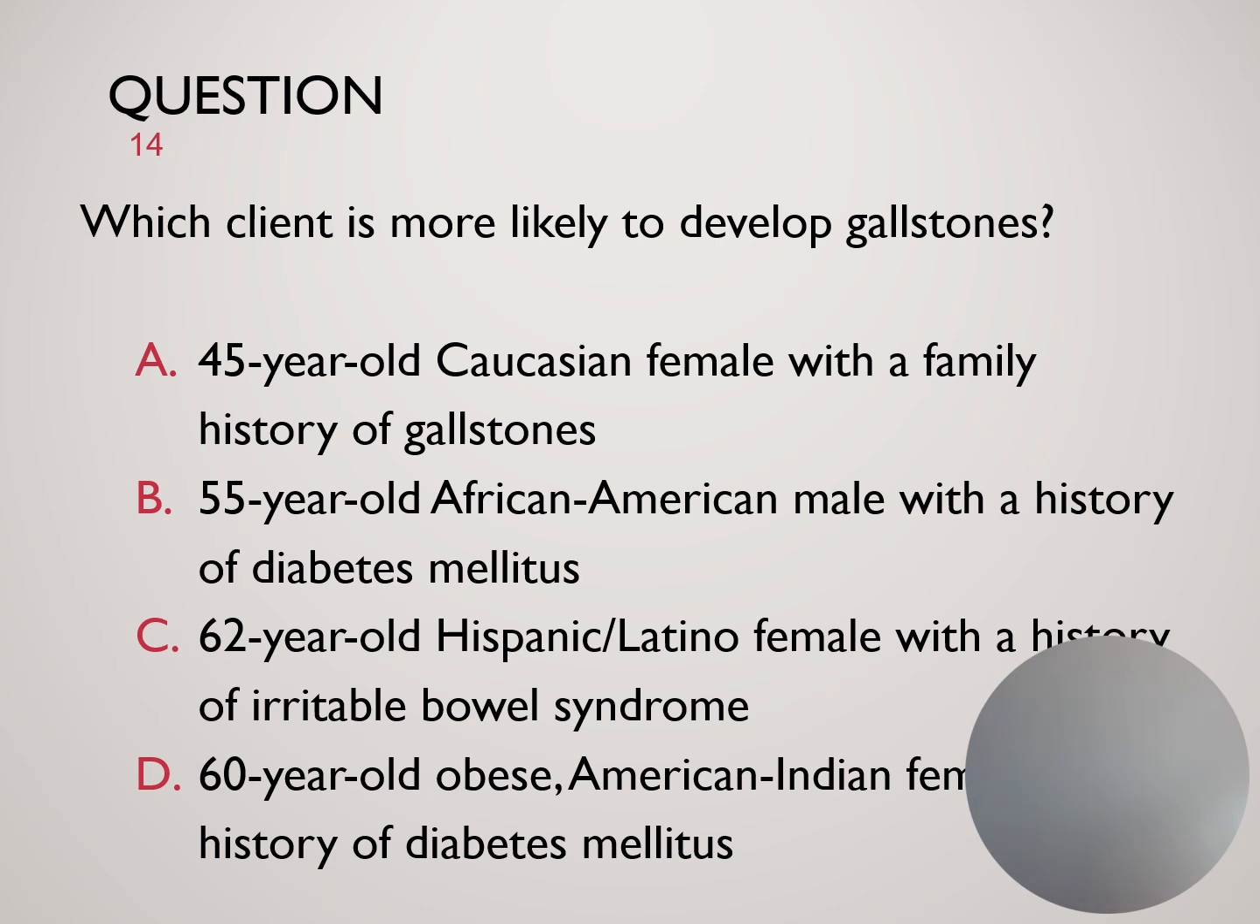So which client is more likely to develop gallstones? Will it be the 45-year-old Caucasian female with a family history of gallstones? The 55-year-old African American male with a history of diabetes mellitus? The 62-year-old Hispanic Latino female with a history of irritable bowel syndrome? Or the 60-year-old obese American Indian female with a history of diabetes mellitus? The correct answer is D.